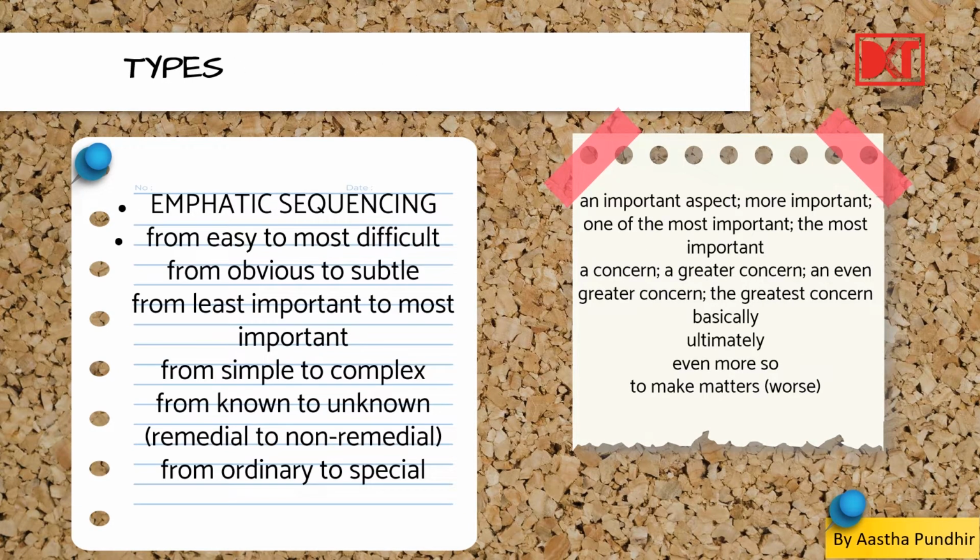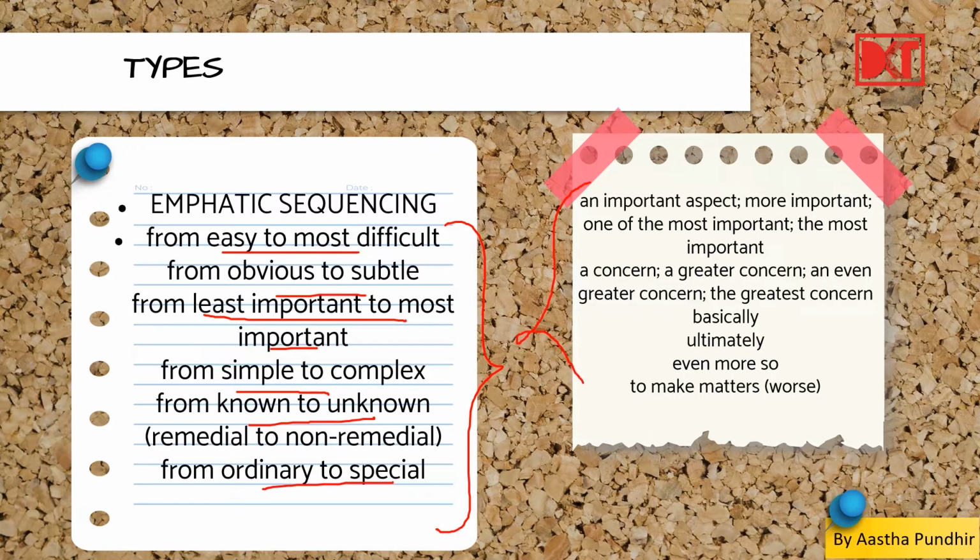Here we have another type of sequencing which is emphatic sequencing, which is sequencing from easy to most difficult, from obvious to subtle, from least important to most important, from simple to complex, from known to unknown, from ordinary to special. This is emphatic sequence.